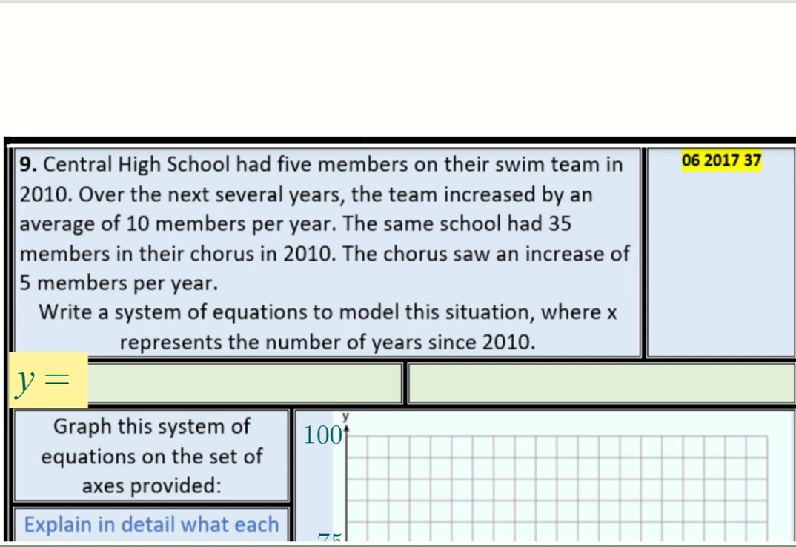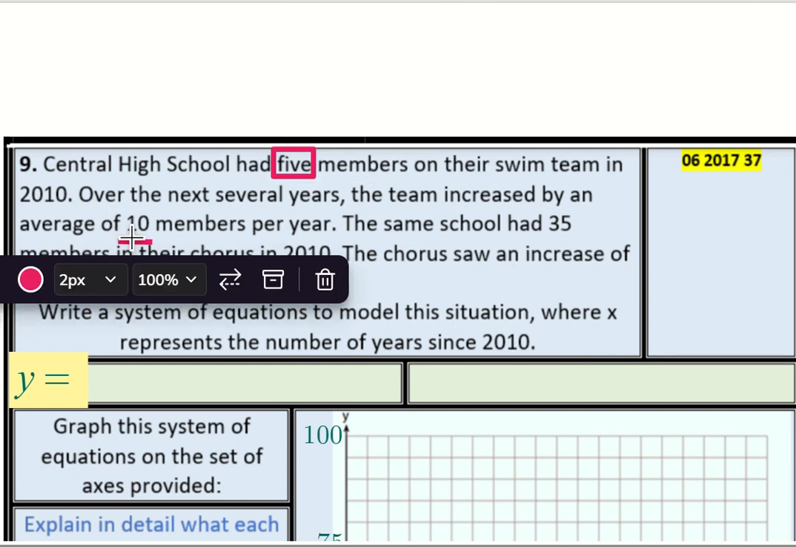Okay, number 9. Central High School had 5 members on their swim team in 2010. I recommend let's annotate. So I highlight the fact that there's 5 members on the team. Over the next several years, the team increased by an average of 10 members per year, so I underline my increase.